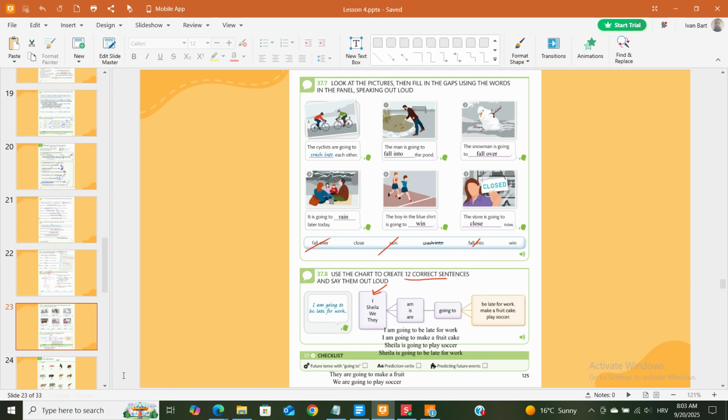The cyclists are going to crash into each other. The man is going to fall into the pond. The snowman is going to fall over. It is going to rain later today. The boy in the blue shirt is going to win. The store is going to close now. Fall over. Close. Rain. Crash into. Fall into. Win. 37.8 Use the chart to create 12 correct sentences and say them out loud.